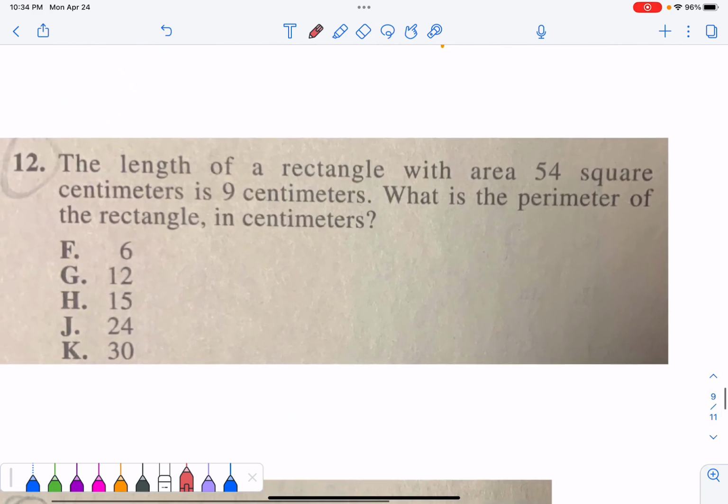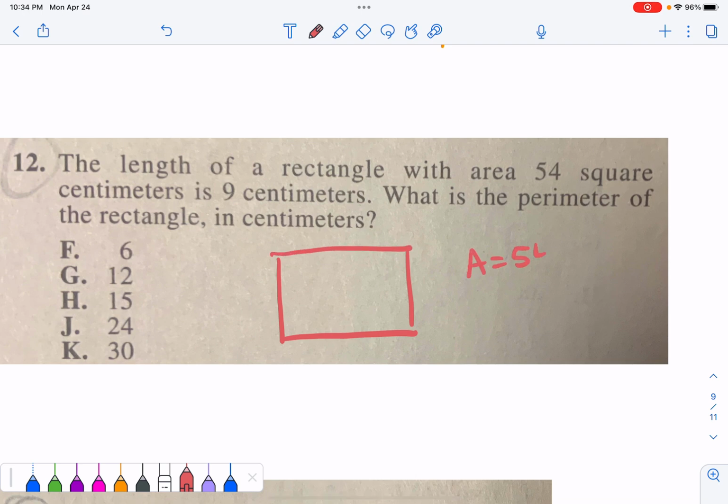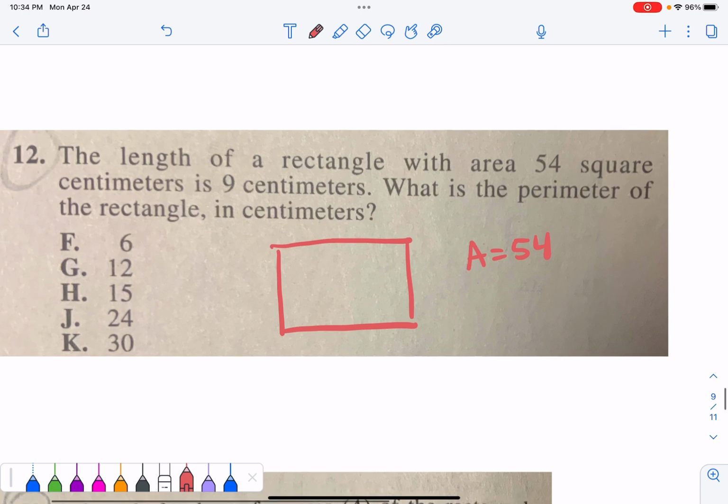The length of a rectangle. Draw a dang picture. The length of a rectangle with an area of 54 square centimeters is 9. So the length is 9 and the area is 54. What is the perimeter? I know that the area of a rectangle is base times height, or length times width, and that's 54. If I know the base is 9 already, I would just have to divide by 9 to figure out what the height is. 54 divided by 9 is 6.